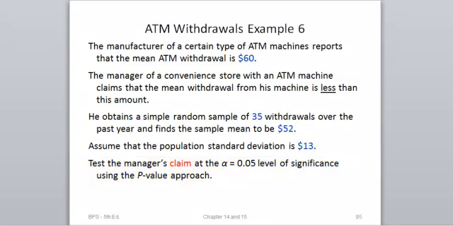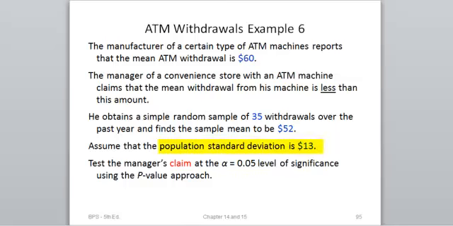So first of all, are the conditions met so we can do a 1z? Well, it says right here, he obtains his sample from a simple random sample, so number 1 is met. I see the sample size is 35, so since the sample size is 30 or more, I automatically know that the sampling distribution is at least approximately normally distributed.